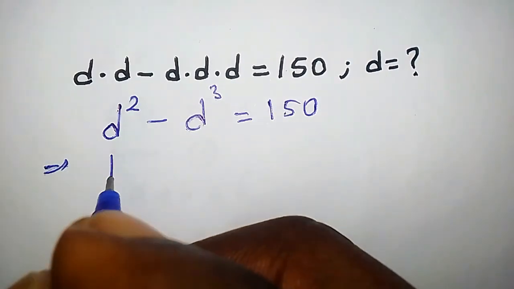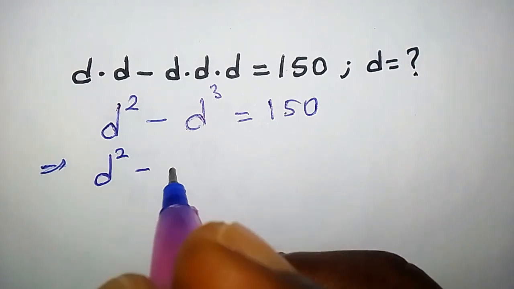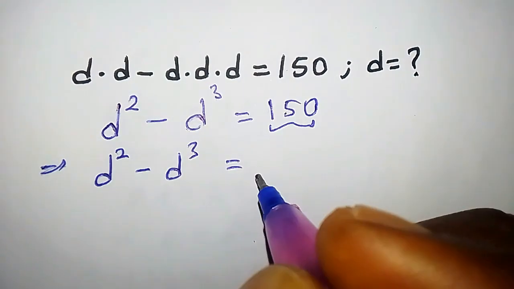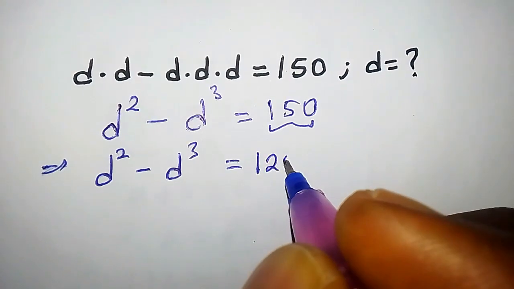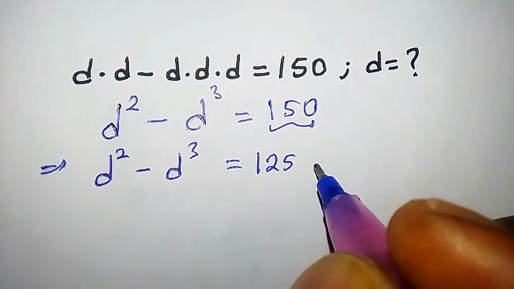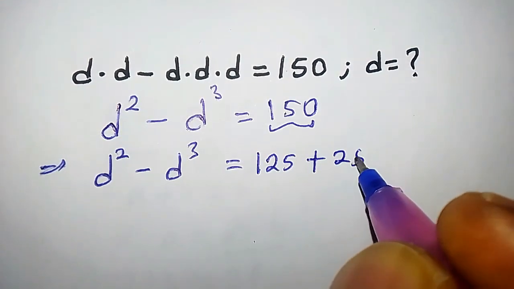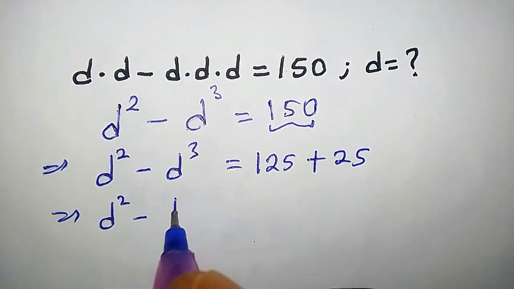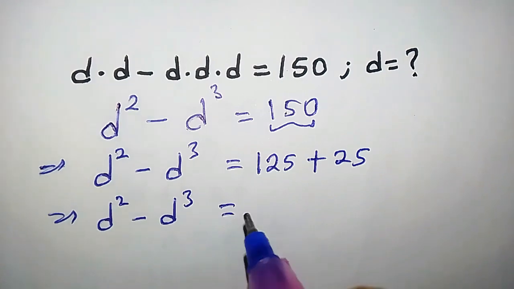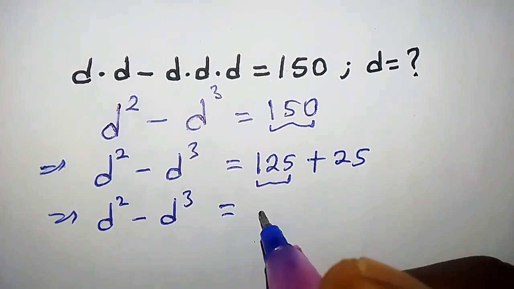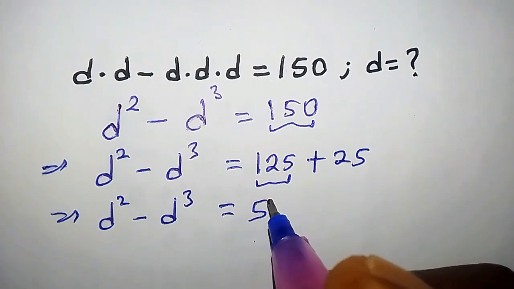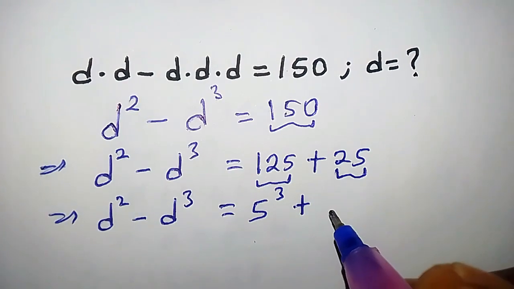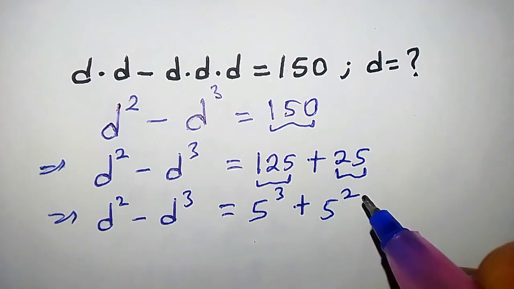This means that d to the power of 2 minus d to the power of 3 is equal to 150, which could be written as 125 plus 25. So d to the power of 2 minus d to the power of 3 is equal to 125 plus 25. We can write it as 5 to the power of 3 plus 25. We can also rewrite 25 as 5 to the power of 2.